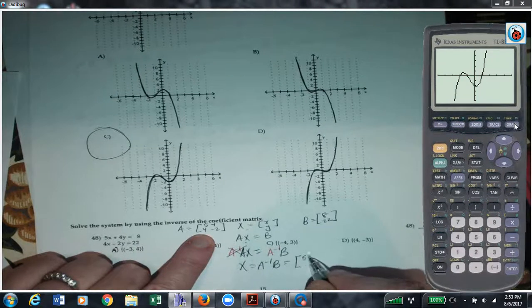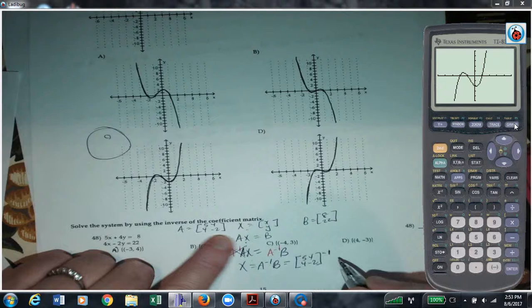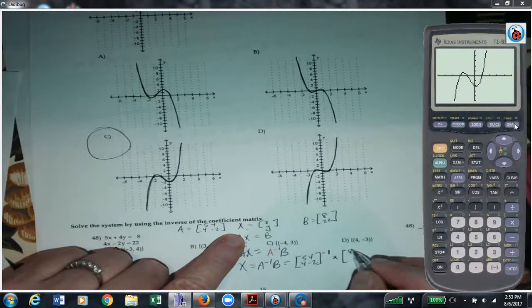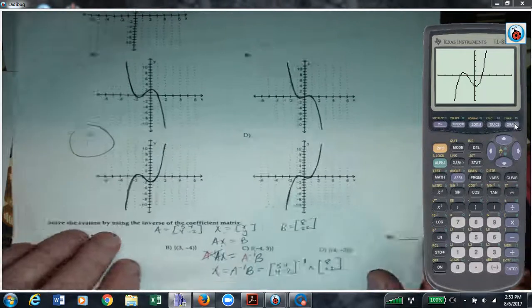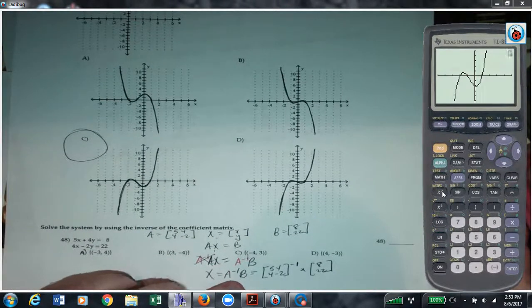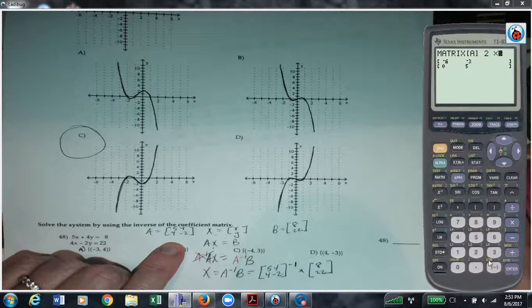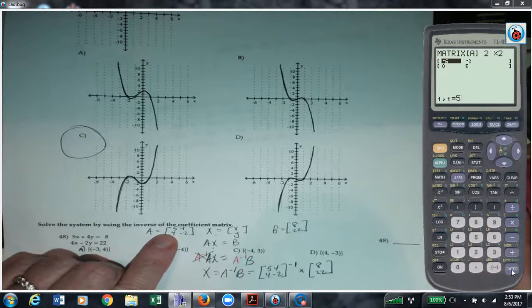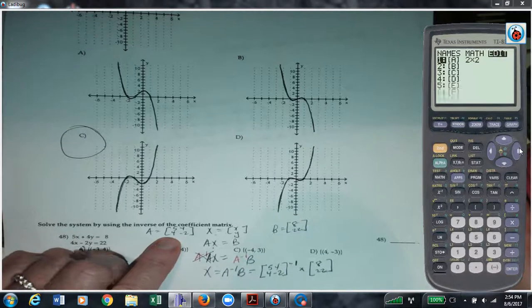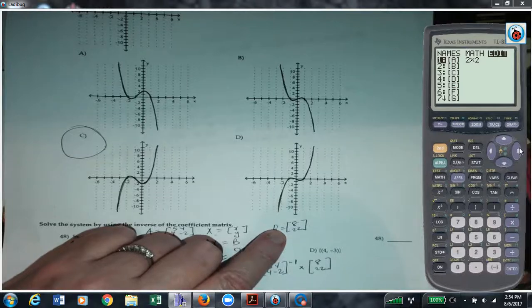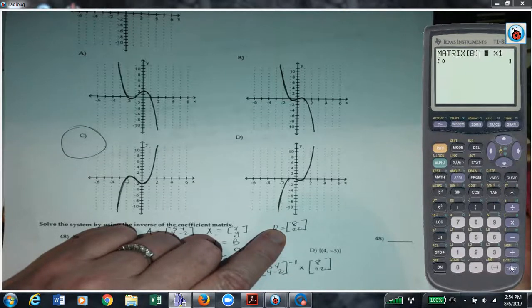So I have to solve it by asking my graphing calculator to do that. Okay. So let's get into the matrix menu. Go to the editor, and A will be a 2 by 2, and I'll have 5, 4, 4, and negative 2. Then get out, get back in, go to the editor, and define B. So B is a 2 by 1. So that will be 8 and 22.